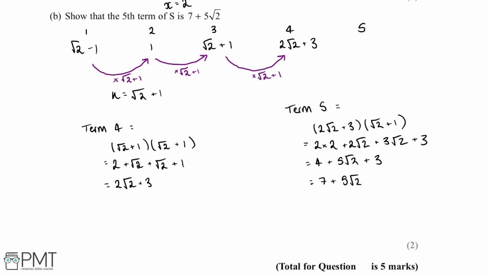Now this question's worth 2 marks. We'll get our first mark for using the common ratio to work out one of the following terms, and our second mark for showing that the fifth term is 7 plus 5 root 2 with the supporting evidence.